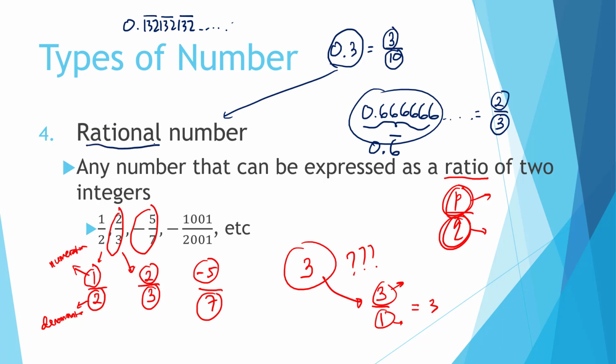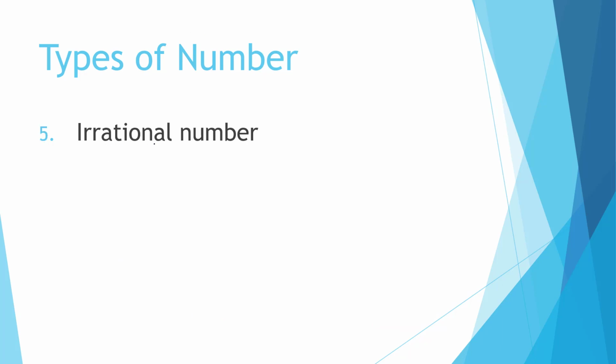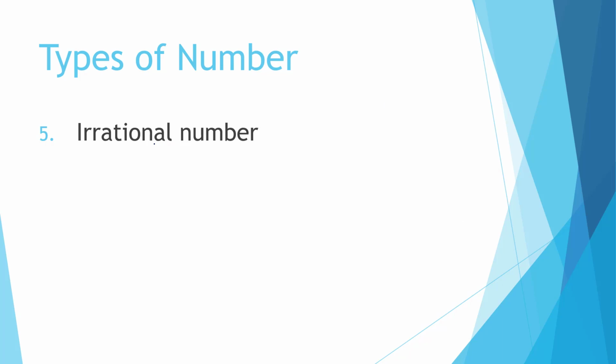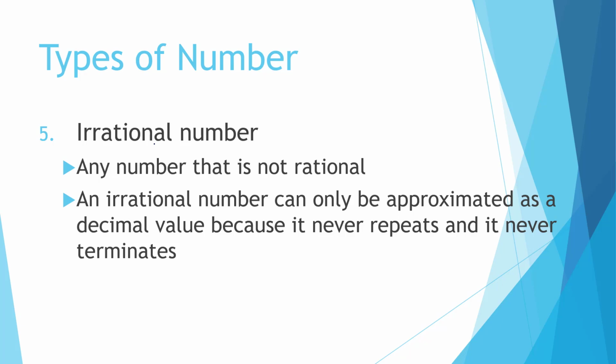Okay, if we go to the next type of number, which is the irrational number, if we approximate it into decimals, it doesn't have any pattern. That's the difference between a rational number and an irrational number. Okay, let's start learning about this irrational number. Again, an irrational number is any number that is not rational. What does that mean? An irrational number can only be approximated as a decimal value because it never repeats and it never terminates.